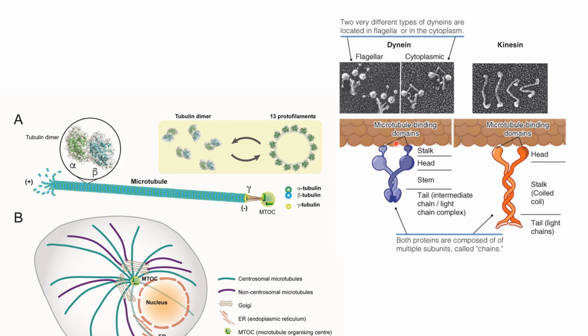As you can see, there are domains to bind with the microtubules, and they are composed of multiple subunits and chains, and they will just hold the molecules or the substance that has to move through these microtubules and toward the specific place it has to be, the cargo. So these are the main things about the cytoskeleton to focus on and to know about.